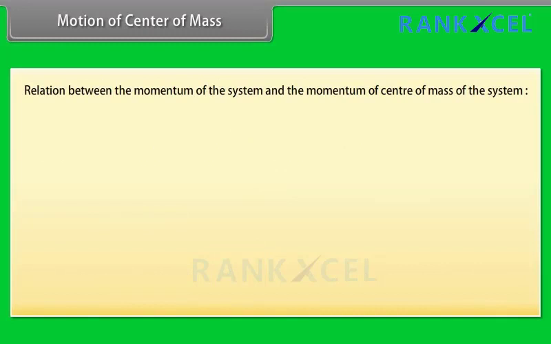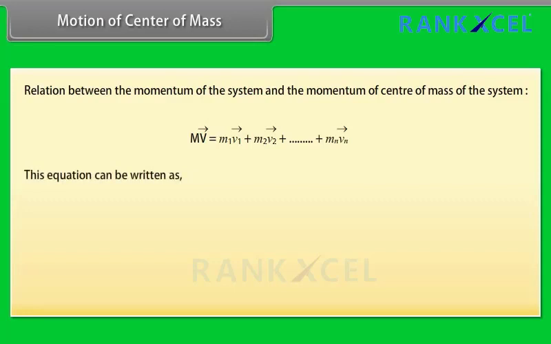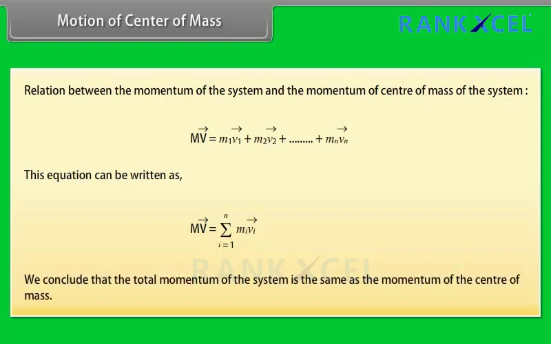Relation between the momentum of the system and the momentum of center of mass of the system. mv vector is equal to m1 v1 vector plus m2 v2 vector plus so on till mn vn vector. This equation can be written as mv vector is equal to summation from i equal to 1 to n of the product of mi and vi vector. We conclude that the total momentum of the system is the same as the momentum of the center of mass.